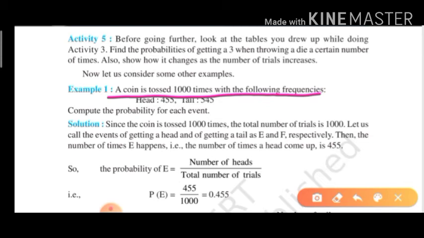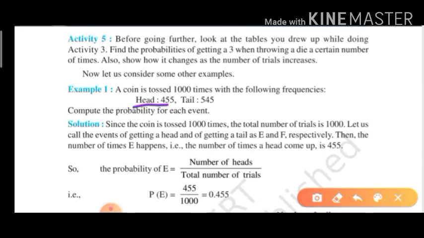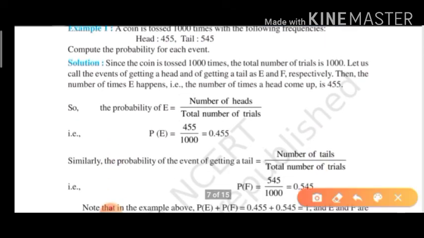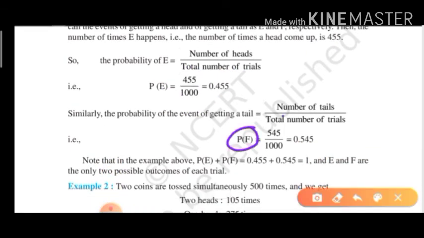Now we are tossing a coin 1000 times and we are getting head 455 times and tail 545 times. Here you are asked to compute the probability of getting a head. The total number is 1000, so below we write 1000, and the number of heads is 455, so it will be 455 by 1000. You can convert it into a decimal also. And the probability of getting a tail is 545 by 1000.